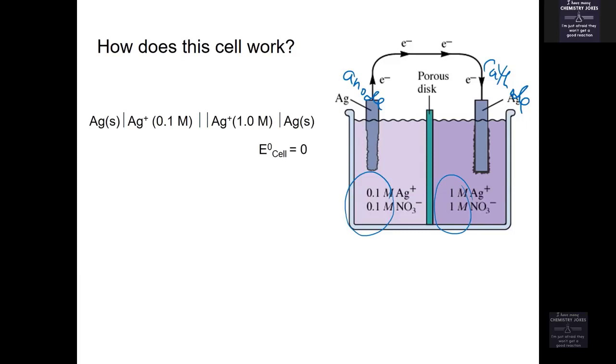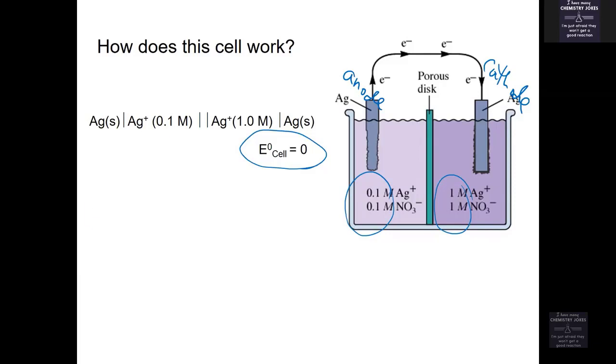Why can we say E cell standard is 0? Well, the reduction potential of silver is 0.8. And if you reduce silver and oxidize silver, it would be negative 0.8 and positive 0.8. It's 0.